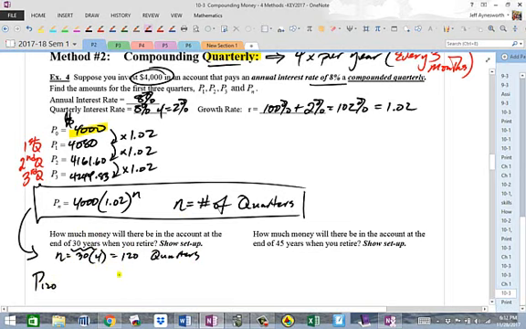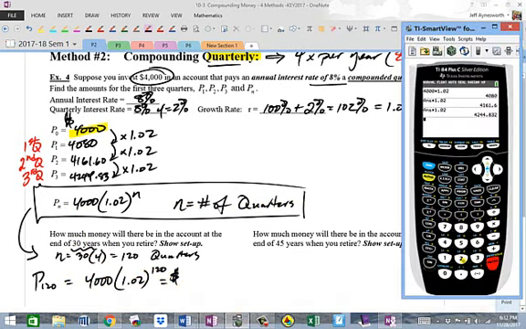The most common mistake people make is they just go P sub 30 and they get the problem wrong. They have to understand the subscript. N stands for quarters here, not years. So you got to take 4,000 times 1.02 to the 120th power. See what you get. So 4,000 times 1.02 raised to the 120th power.